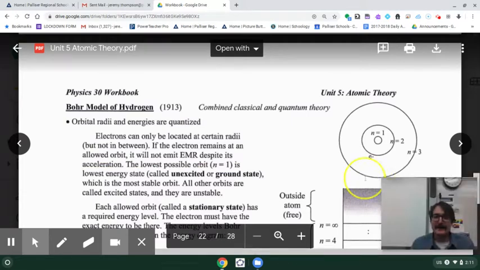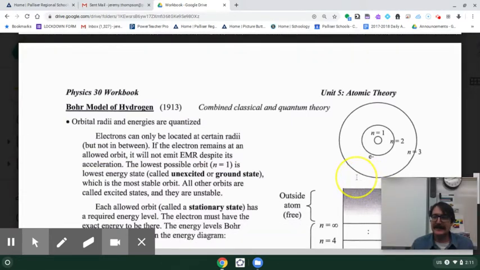Bohr model of hydrogen, 1913. We combine classical and quantum theory together. Orbital radii and energies are quantized, so electrons can only be located at certain radii, but not in between. If the electron remains at an allowed orbit, it will not emit electromagnetic radiation despite its acceleration. Even if it's moving at constant speed, it's changing direction, therefore it's accelerating.